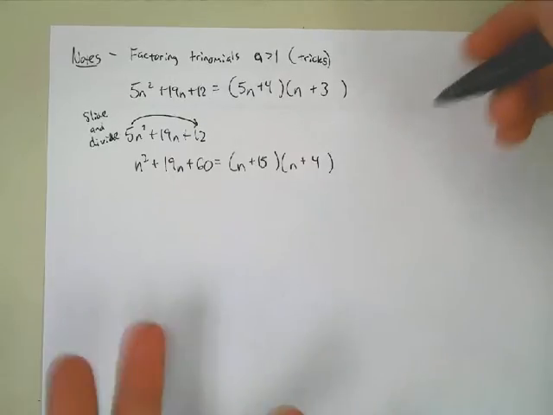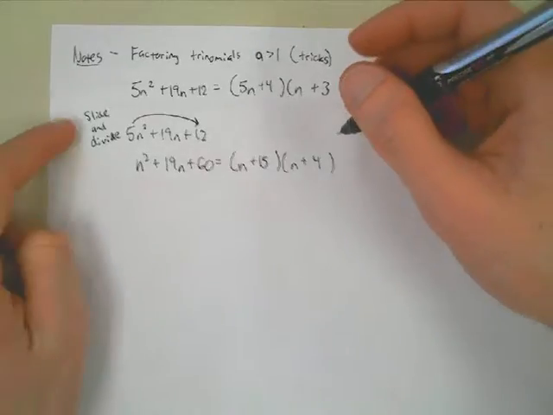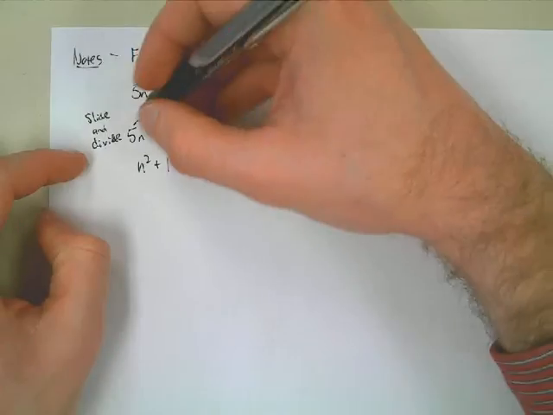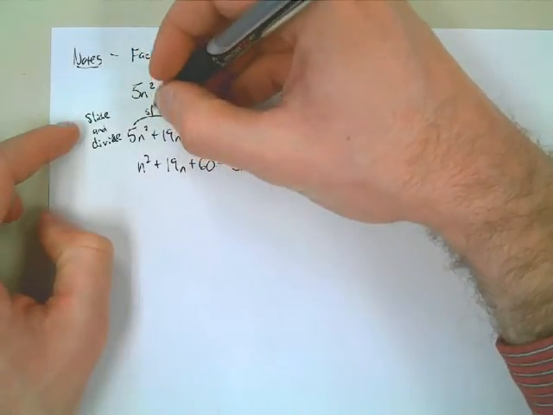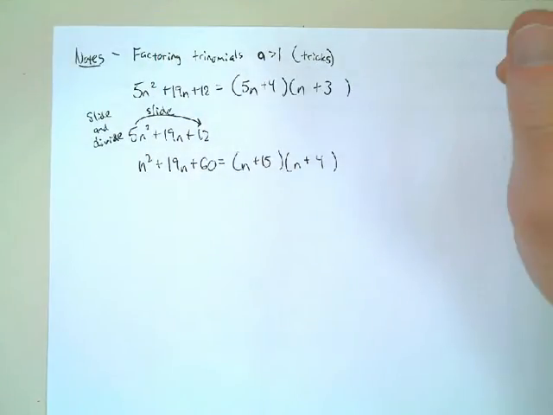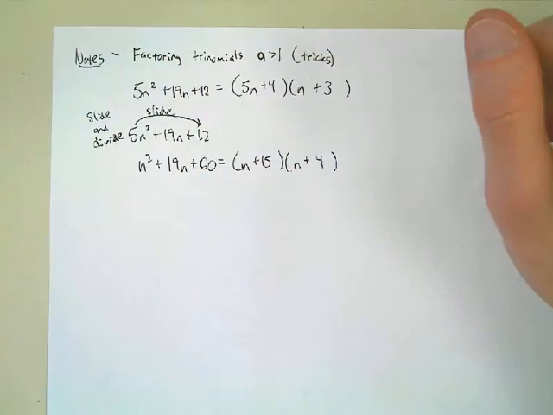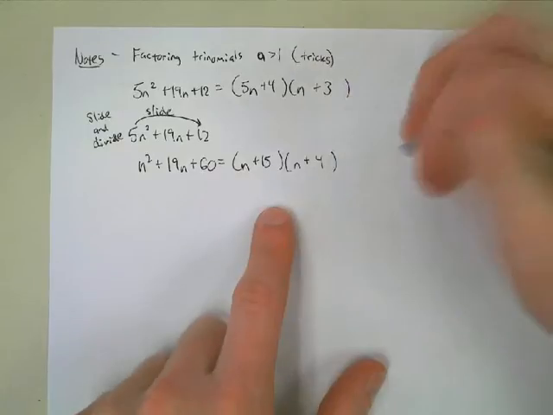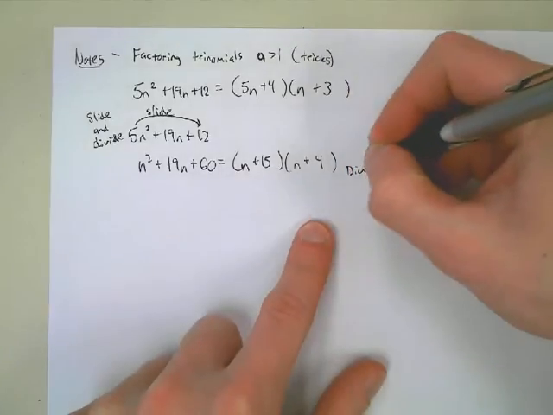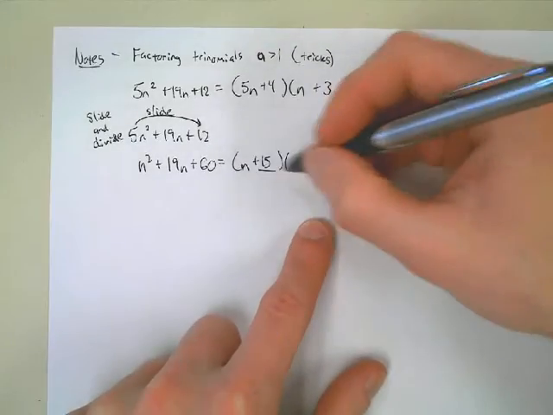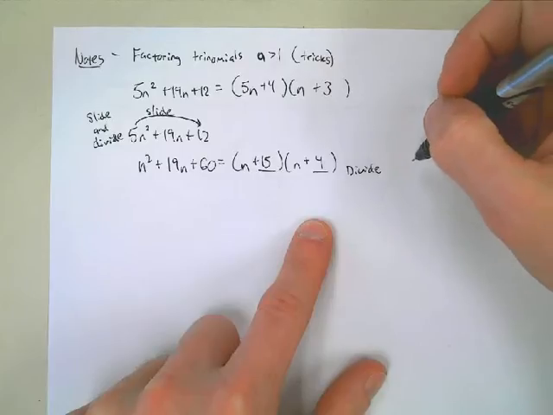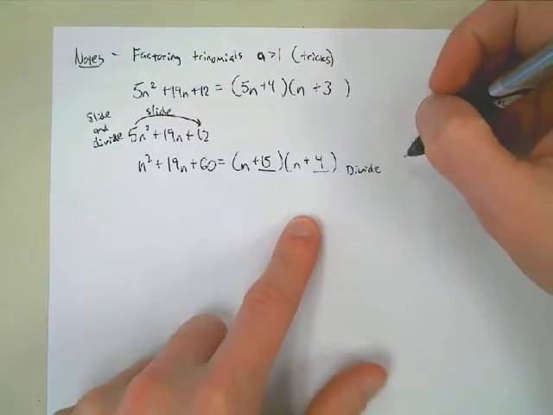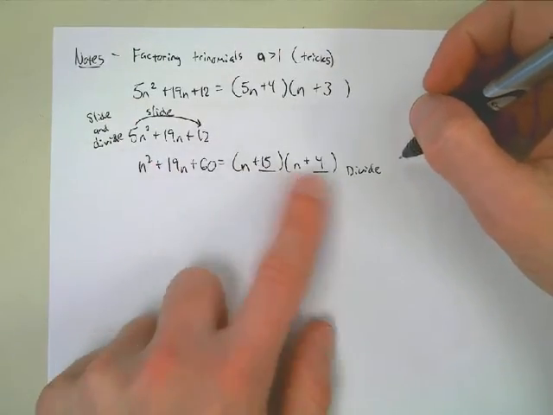Well, this is called slide and divide, right? So here's the slide part. We slide the 5 back to the 12 there. All right, and now after we've factored, here is where we do the divide part. And what gets divided are the numbers at the end here. And since we slid the 5, we're going to divide by the 5 over here.